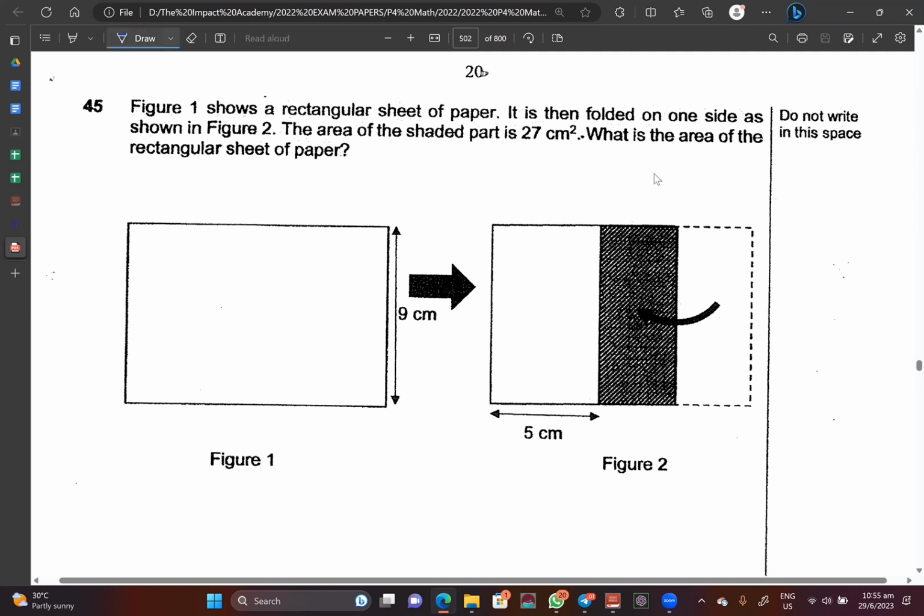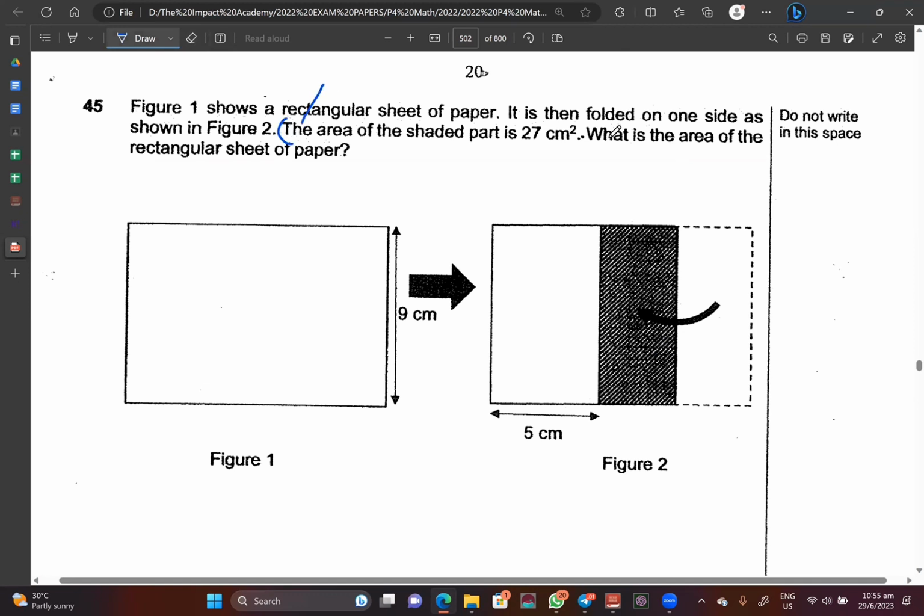Whenever a question does any folding, you must understand which part is folded. Okay, so as you can see over here, based on the arrow, I have folded from here inwards. So that is very, very important. Once I'm done with that, I can move on to sentence number 2.